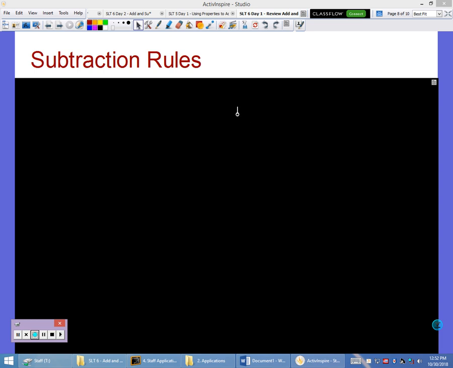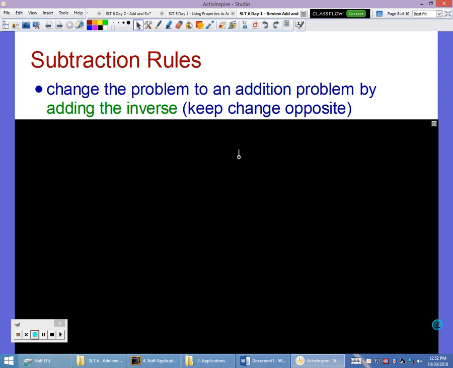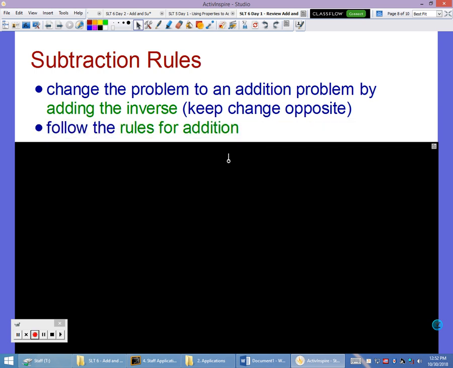The rule for subtraction is to first change the subtraction problem to an addition problem. We do this by adding the inverse. We keep the first number the same, change subtraction to addition, and use the opposite of the second number. After we've turned it to an addition problem, we follow the rules we just reviewed for addition.